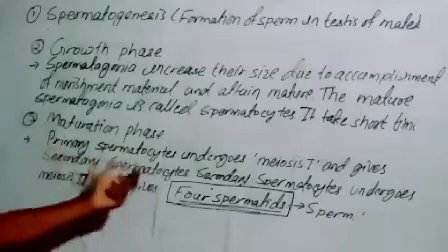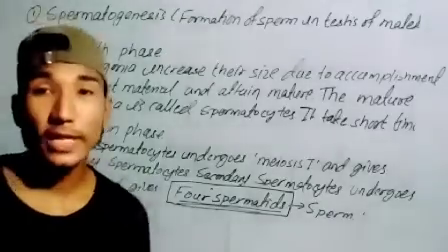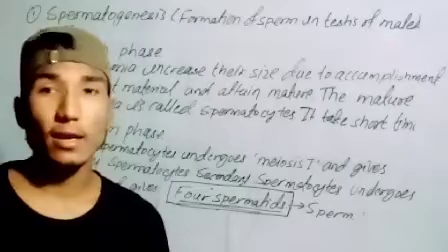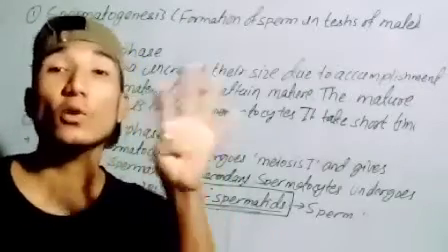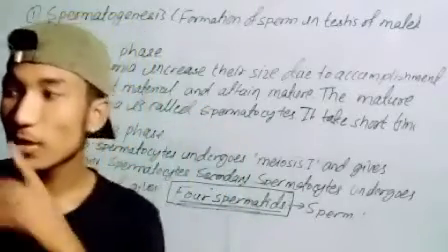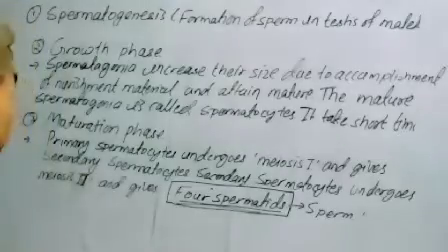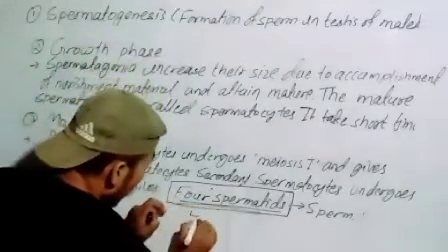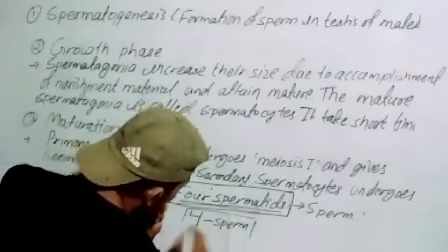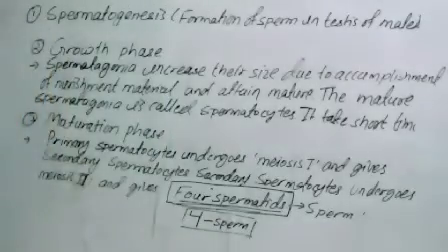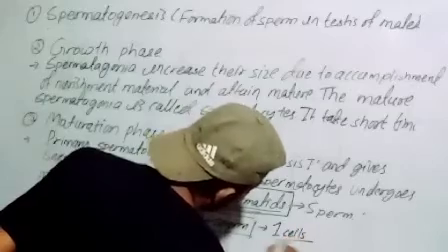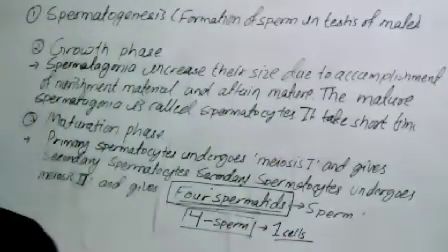So in the maturation phase, the primary spermatocytes undergo meiosis first and form the secondary spermatocytes, and the secondary spermatocytes undergo meiosis second and form the four spermatids. These four spermatids are called sperm cells. Notice here, there is the formation of four sperm from one cell. One spermatogonium forms four sperm.